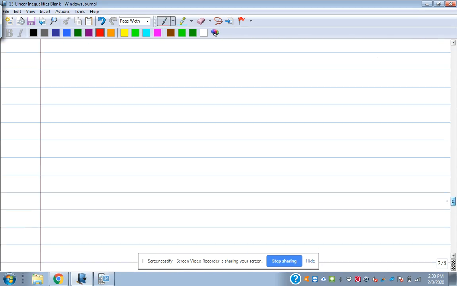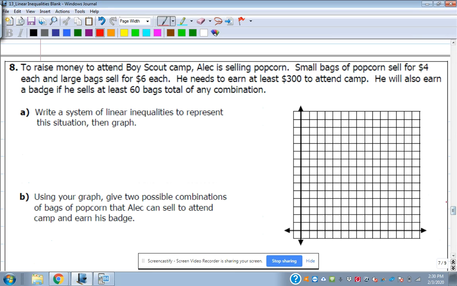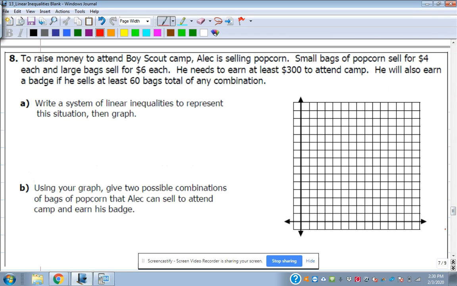All right, let's do a word problem. To raise money to attend Boy Scout camp, Alec is selling popcorn. Small bags of popcorn sell for $4 each, and large bags sell for $6 each. He needs to earn at least $300 to attend camp. He will also earn a badge if he sells at least 60 bags total of any combination. So we want to write a system of inequalities to represent the situation and graph those.